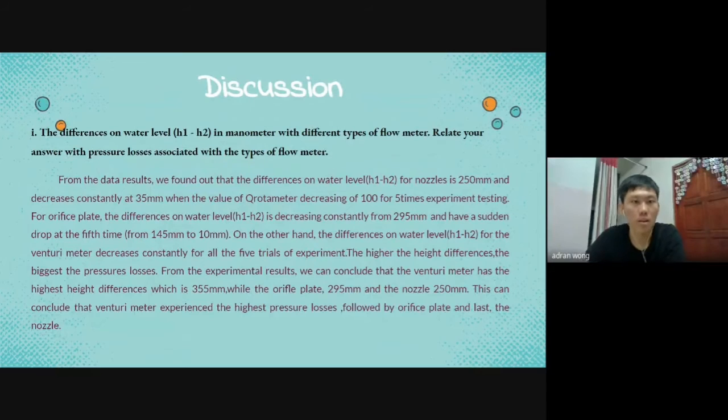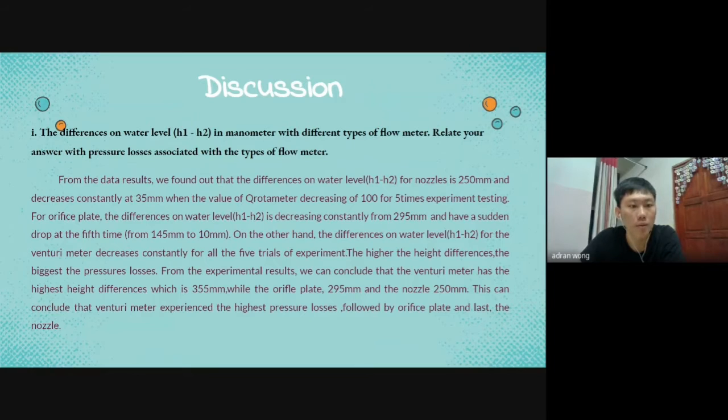The first thing we discuss is the difference in water level in the manometer with different types of flow meter, and we relate the answer to the pressure losses associated with the types of flow meter. For the data results, we found that the difference in water level for nozzles is 250 mm and decreases constantly to 35 mm when the Q rotameter value decreases by 100 over 5 experimental trials.